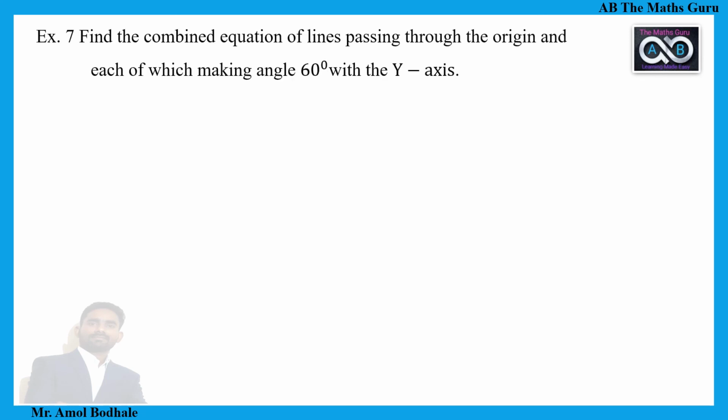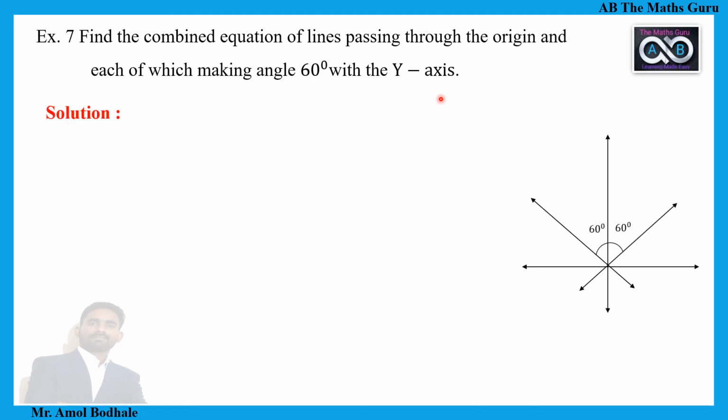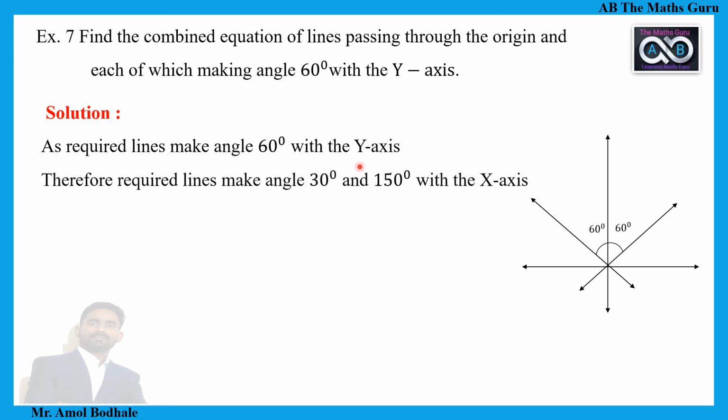Let's see the next example. Find the combined equation of lines passing through the origin and each of which makes an angle 60 degree with the y-axis. So here these are the two required lines L1 and L2, which make an angle 60 degree with the y-axis. As the required lines make the angle 60 degree with the y-axis, the required lines make angles 30 degree and 150 degree with the x-axis.